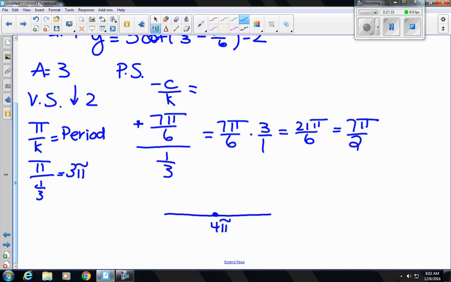The cotangent parent function anchors at pi over 2. All 5 other trig functions start at 0. This is the oddball. Cotangent starts at pi over 2, so all your phase shifts have to be done from pi over 2. What was the next thing we did?